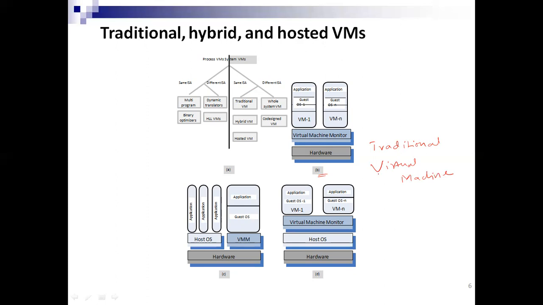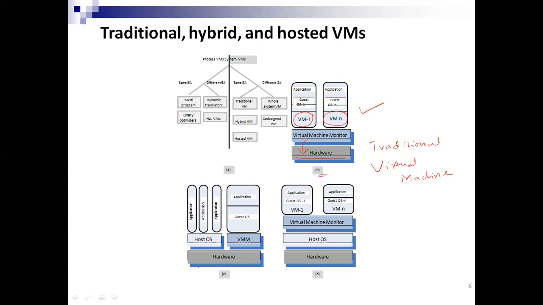Here the virtual machine monitor supports multiple virtual machines. Just look at here: virtual machine 1, up to virtual machine n. It means that it supports multiple virtual machines and runs directly on the hardware. So we have this VMM and here we have the hardware. This runs directly on the hardware. This is the traditional virtual machine.